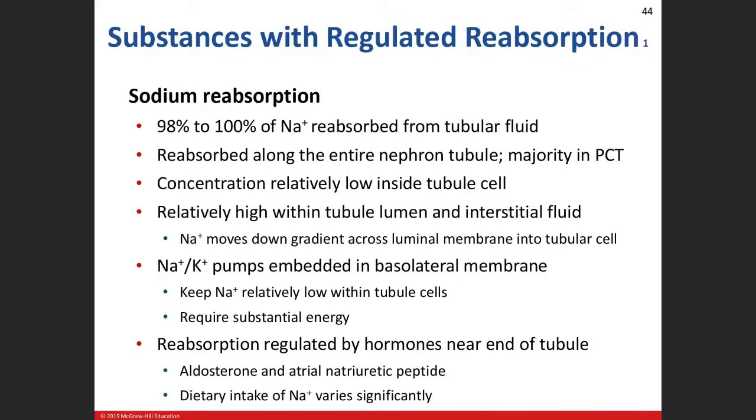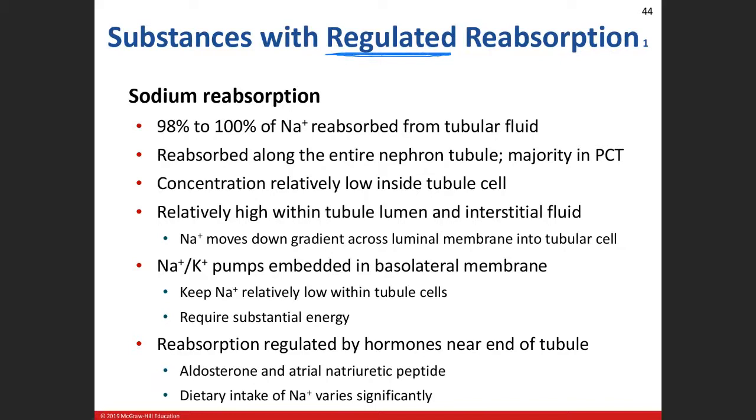So now we've talked about substances that are going to be completely resorbed. Now we're going to talk about substances that are going to be regulated in regards to resorption. What does that mean? That basically means if you have a lot of something, you're going to get rid of it. Certain situations are going to alter the amount of whatever you're resorbing. It's either going to increase the resorption or decrease the resorption and thereby increase its secretion, and put it into the urine.